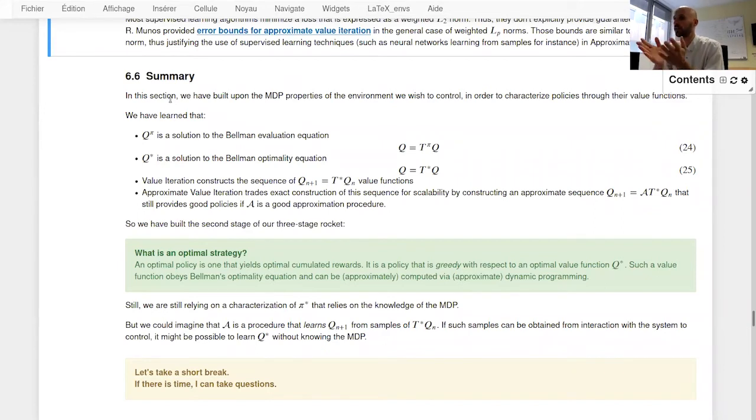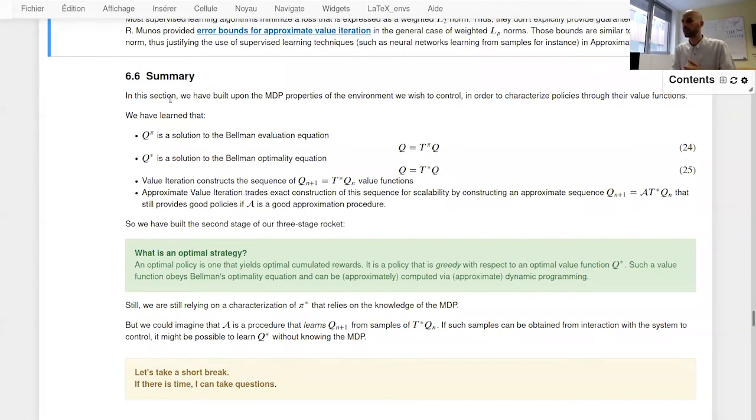Value iteration is the algorithm that constructs the sequence of value functions Q_{n+1} = T*(Q_n), and approximate value iteration trades exact construction of this sequence for scalability by constructing an approximate sequence, Q_{n+1} = A(T*(Q_n)). That still provides good policies if A is a good approximation procedure.